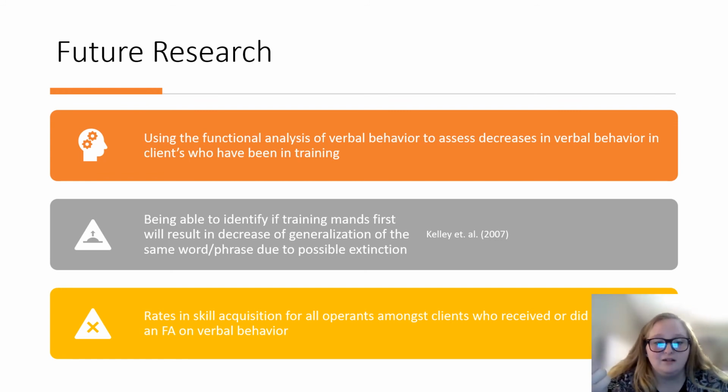What's going on? I also want to be able to identify if training mands first results in decrease of generalization to other verbal operants of the same word or phrase due to possible extinction. They're no longer obtaining that tangible reinforcement when they manded. So are they actually tacting or are they manding? Is this being placed on extinction? It's fascinating to me.